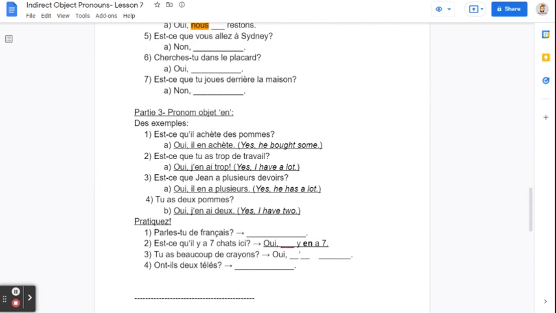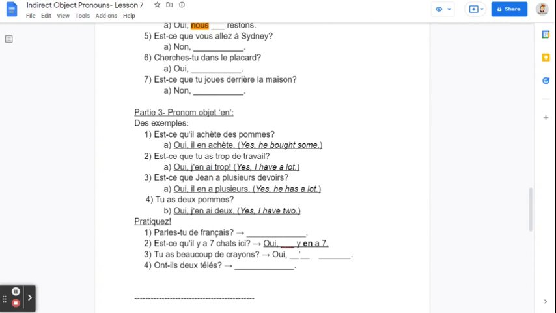So, est-ce que tu as trop de travail? Oui, j'en ai trop. And then again, because here the only verb is avoir or ai, you're going to put the en before that, and you're going to elide the je by putting an apostrophe instead of the e in je. Est-ce que Jean a plusieurs devoirs? And oui, il en a plusieurs. Tu as deux pommes? Oui, j'en ai deux.